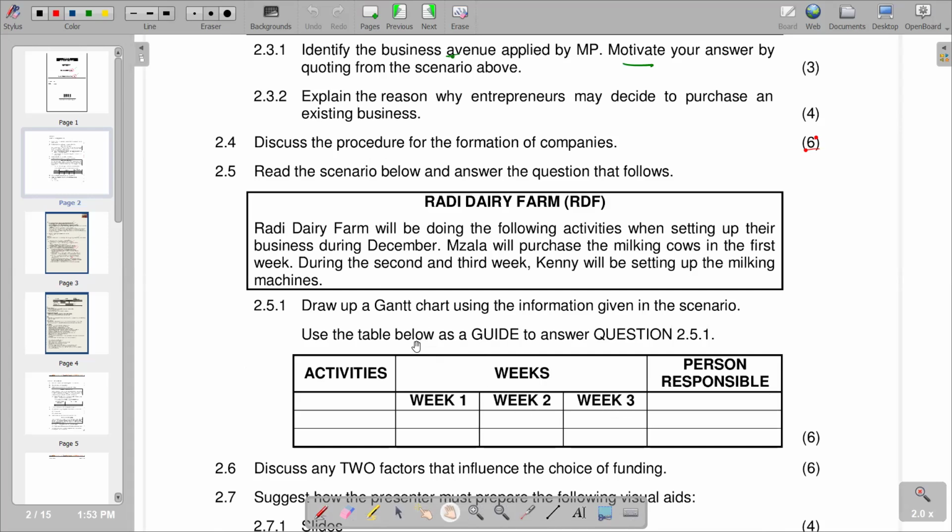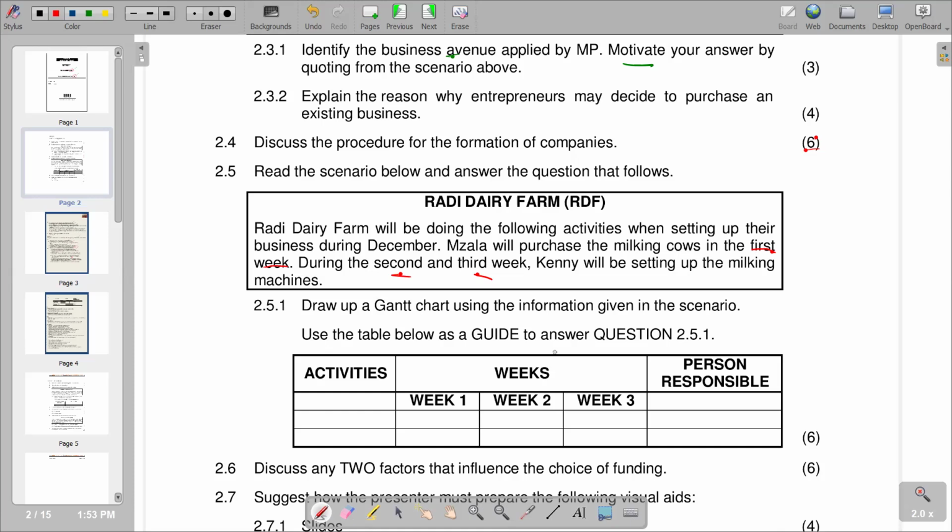A Gantt chart is a project management tool assisting in the planning and the scheduling of projects of all sizes. So basically, it is all centered on planning and scheduling. If you go to the information that we are given, Zala will purchase the milking cows in the first week, and then during the second and third week, Kenny will be setting up the milking machines. So that's where we are going to construct it around that information.